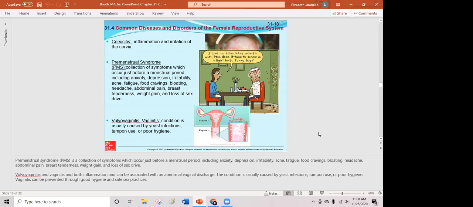Vulvovaginitis and vaginitis are both inflammation and can be associated with an abnormal vaginal discharge. It's usually a condition caused by yeast infections, tampon use, or just poor hygiene in general. The condition can definitely be taken care of, but it's just an issue for women. So as long as it can be prevented, usually through good hygiene and safe sex practices.